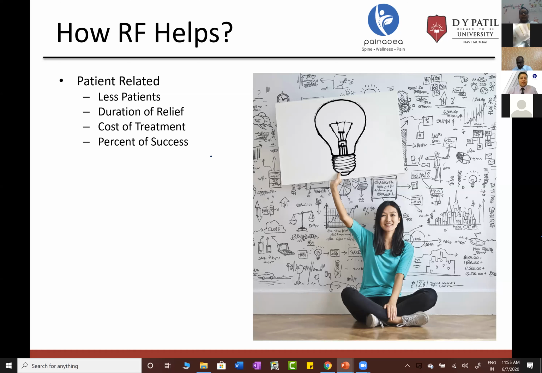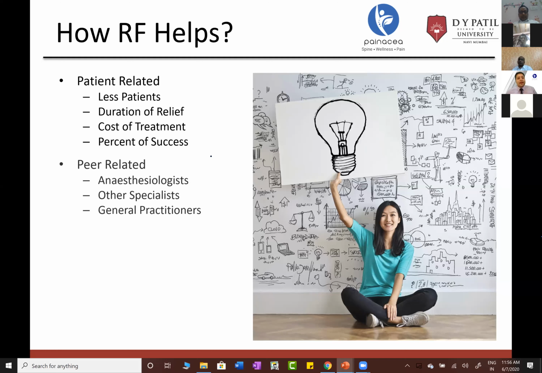Now comes the cost of treatment. Many people ask this question for a pain physician. This is a very important question. The patients will not afford this kind of treatment. So let me tell you, if you can actually provide good results to your patients, the patients will definitely afford the treatment. For those of you who are working in government hospitals, if you can demonstrate effective results. So this is a difference which an RF makes by increasing your percentage of success.